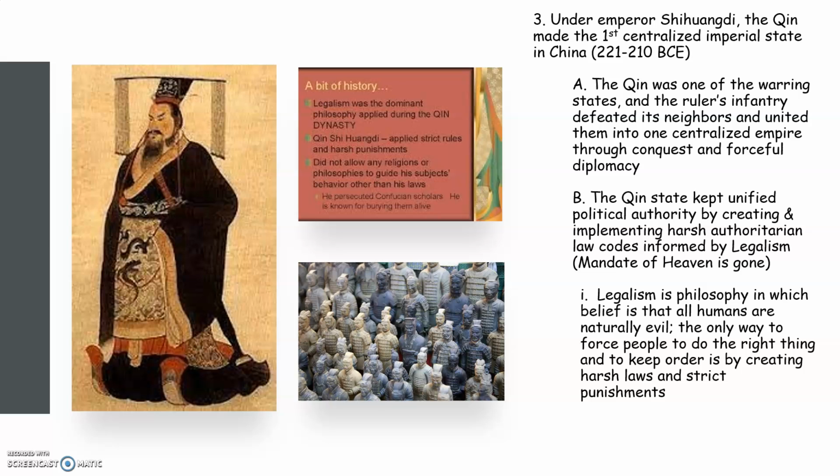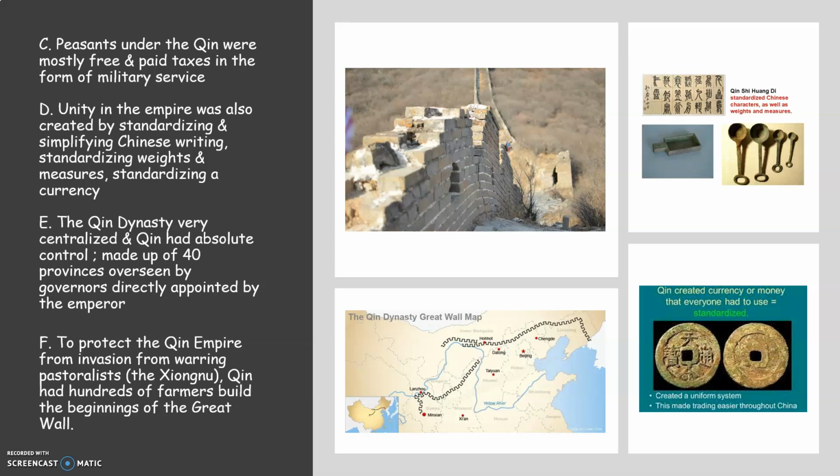If you remember, the mandate of heaven, which was during the ancient period, was that the gods chose the ruler, and the ruler did make the gods happy, and therefore there was peace on earth. The Shin, it's all about these strict law codes. Peasants under the Shin were mostly free, and they also paid taxes in the form of military service. There was unity in this empire, and that was created by standardizing and simplifying Chinese writing.